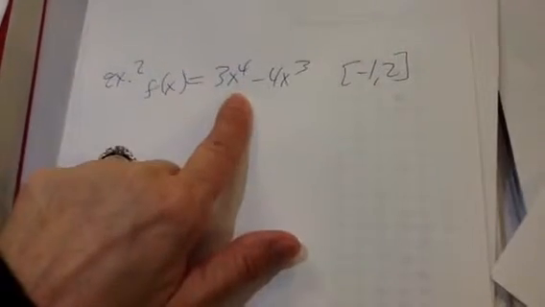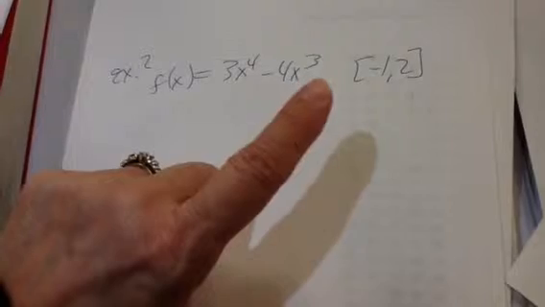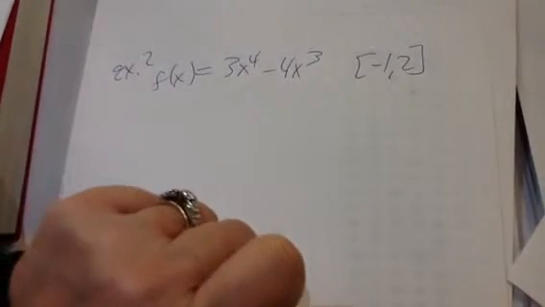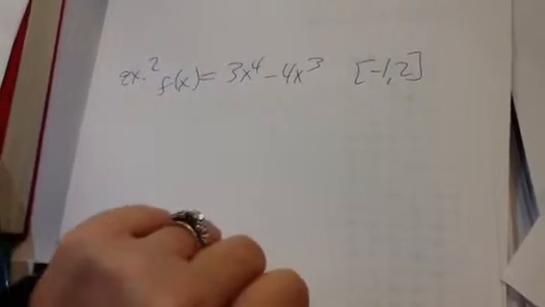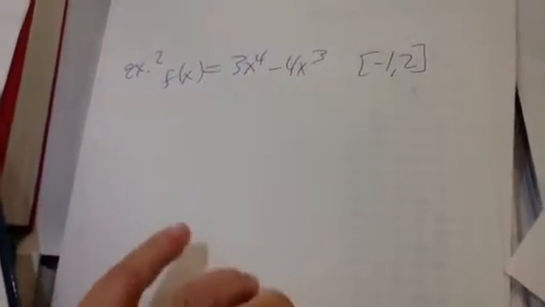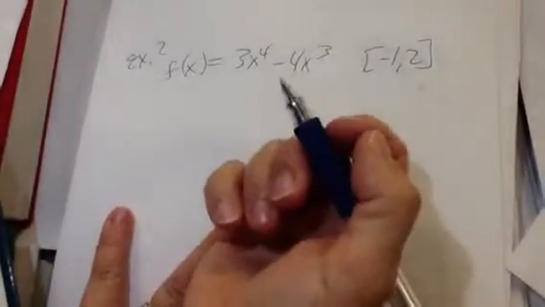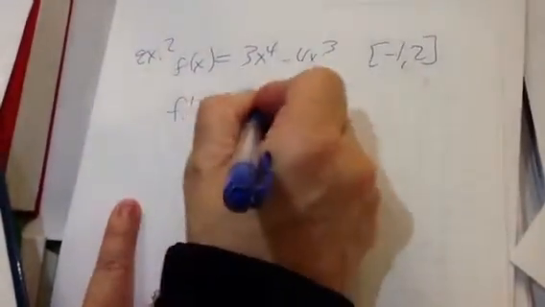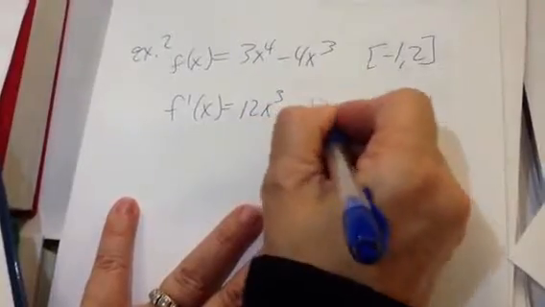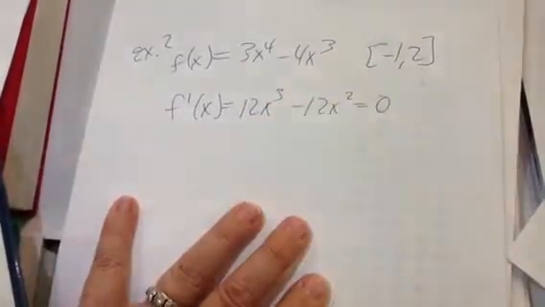Now this is a polynomial. It goes on forever. It's quartic. So we're only looking at -1 to 2, and they want us to find both the max and min. So the first step is what? Take a derivative. So 12x cubed minus 12x squared, set it equal to 0, and now what do I do?